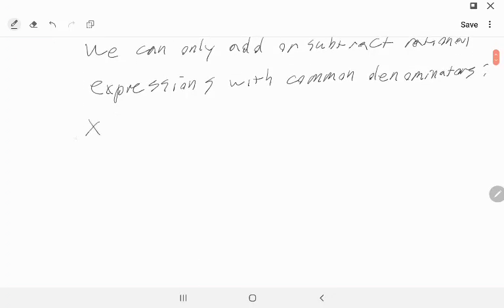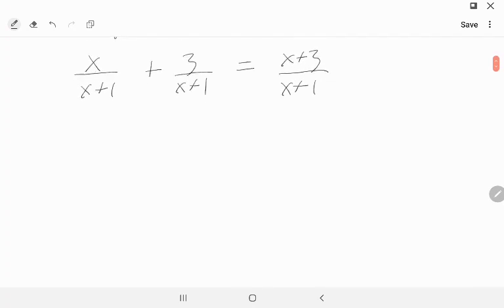So if we had x divided by x plus 1 plus 3 divided by x plus 1, we have a common denominator, and so that's x plus 3 divided by x plus 1. We also want to pay attention to whether or not we can simplify after we've done the addition or subtraction.